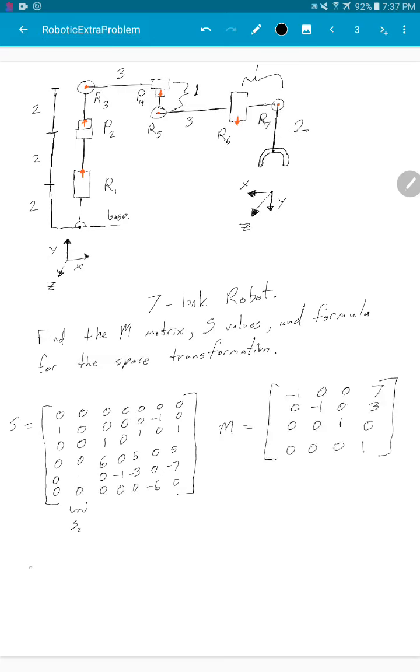Okay, and so now we put all this together to find the space transformation matrix, which is called TS. And this transformation matrix basically tells you the angle and orientation and position of this end effector depending on the angles of each of these joints. And it works for any angle for each of the joints. So the formula starts off with M, and then you right multiply by the matrix exponential of the bracket of S1 times theta 1.